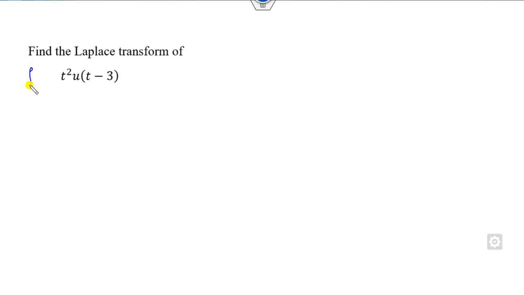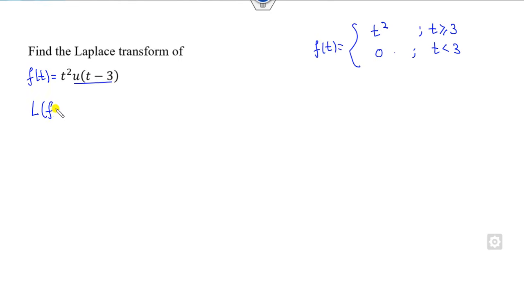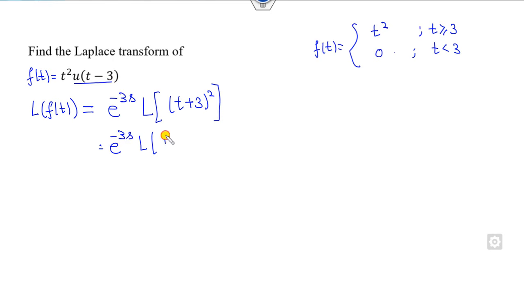Again, it is already written in the form of the u. Fine, that is a step function. Otherwise, the meaning of this will be whenever t is greater than or equal to 3, this number will be 1, so it is t square, otherwise 0. So you can write this function in terms of the unit step. Now find the Laplace of this. It will be e raised to power minus 3s. I have to replace small t with t plus 3. So now I can open this bracket. It is Laplace of t square plus 9 plus 6t. Fine.